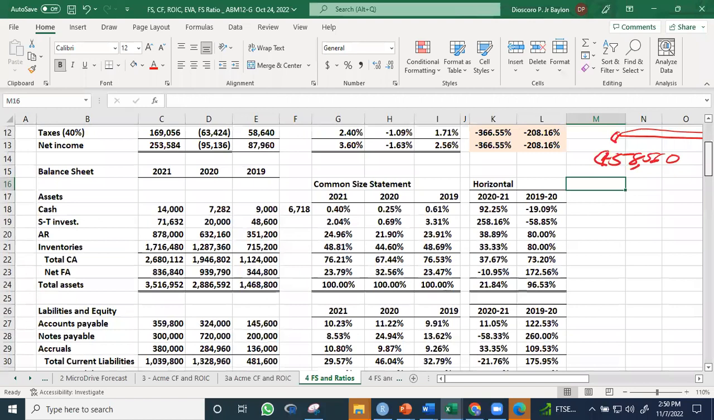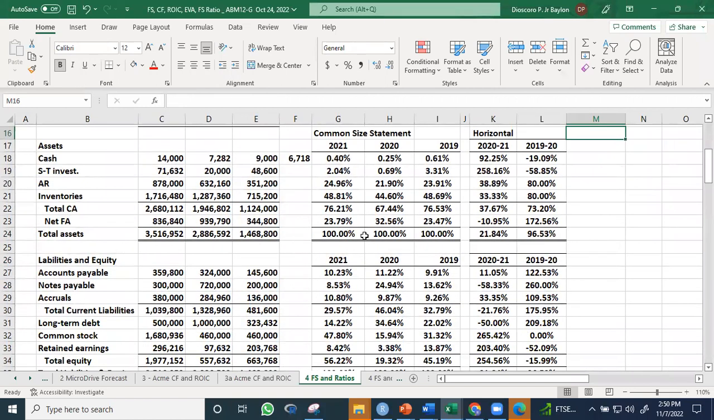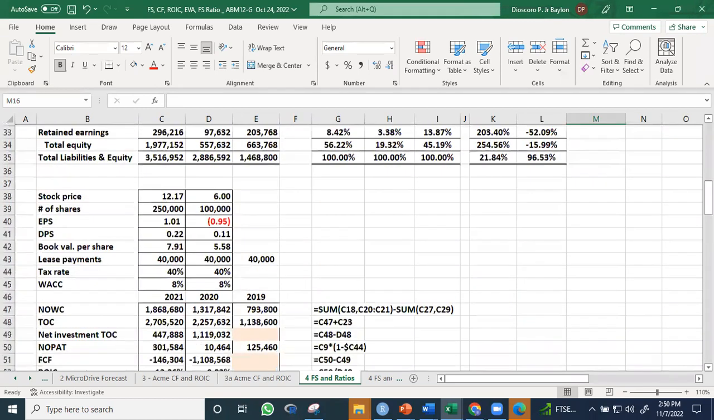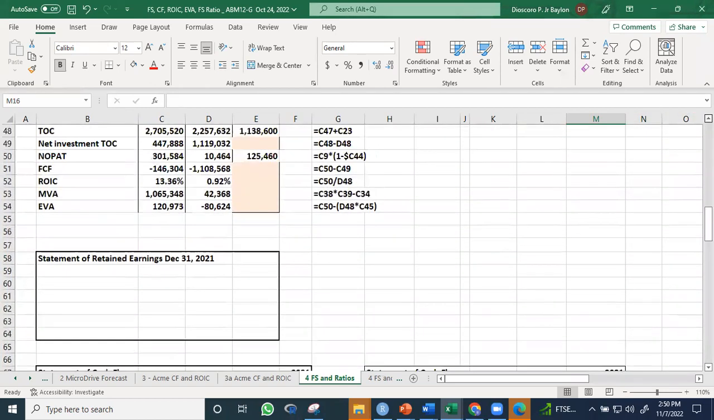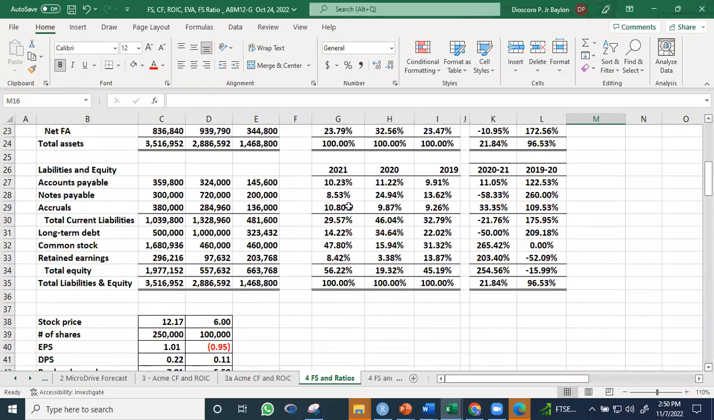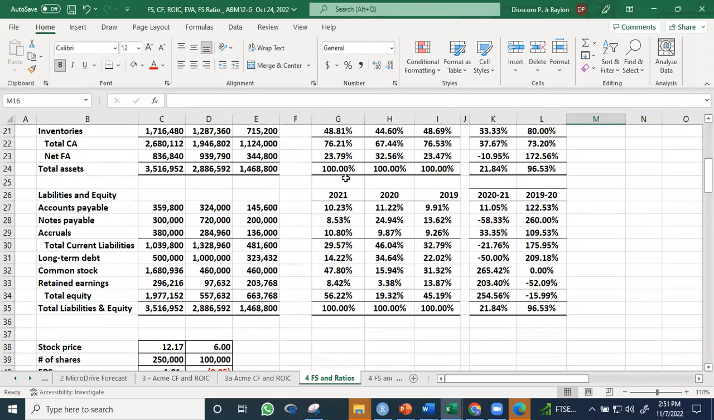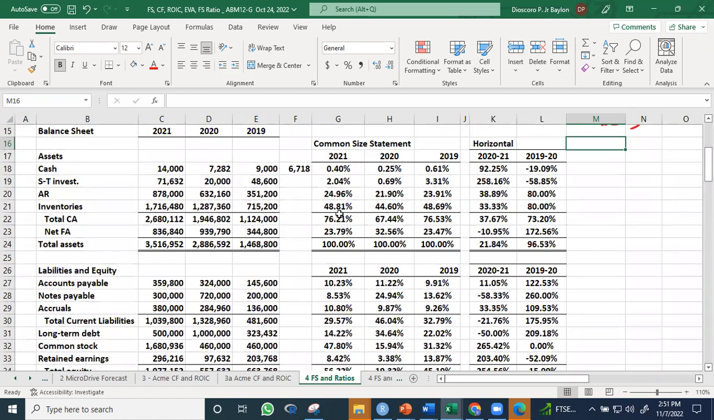Okay, so for the balance sheet, we said that everything is expressed in terms of total assets or total liabilities and equity. So since total assets is the same as total liabilities and equity, you can actually just peg it to one of these. Okay. And then we can analyze this based on the relative proportion of the assets to total assets. For example, we can see here that the company had a huge investment in inventories, okay, 48%, 49% of the total assets. Net fixed assets was only 24%.